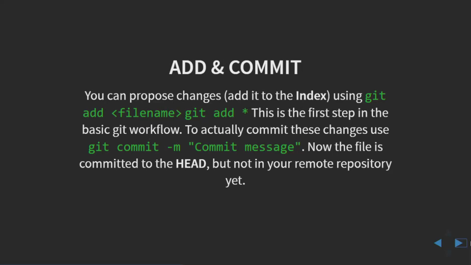To actually commit things, you simply need to follow up with the git commit command and append a commit message. That's how you tell Git, and also other developers that might be working on the project with you, what this is, because later on you'll see where that comes into play.